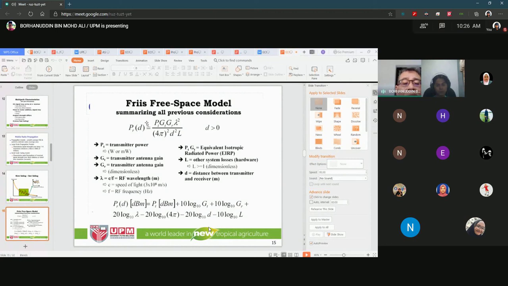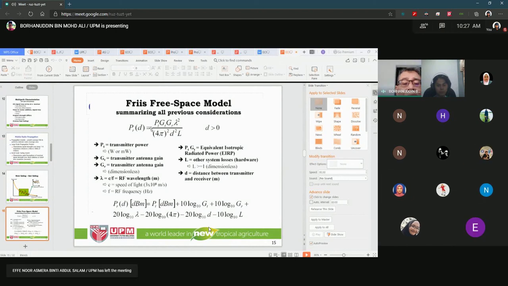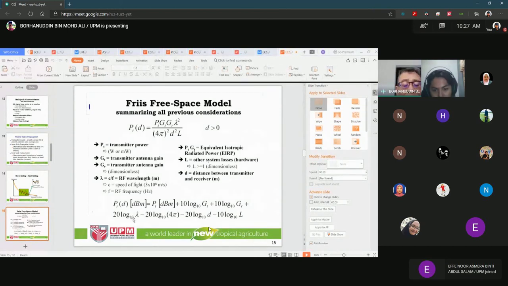Dan normally kita akan logarithm kan dia, because by logarithm kita ambil dia punya indices, dia punya power ya, dan kita boleh represent them into summative equation ya, macam ni. This is how we represent it, power received at distance d in dBm, unit dia pun akan letak sini, is equal to power transmitted in dBm plus 10 log gain t and so on.